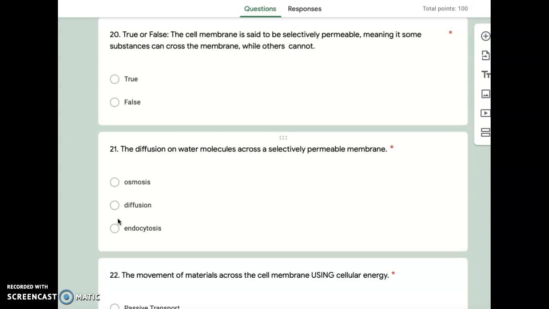Number 21. The diffusion of water molecules across a selectively permeable membrane is called osmosis, diffusion, or endocytosis?